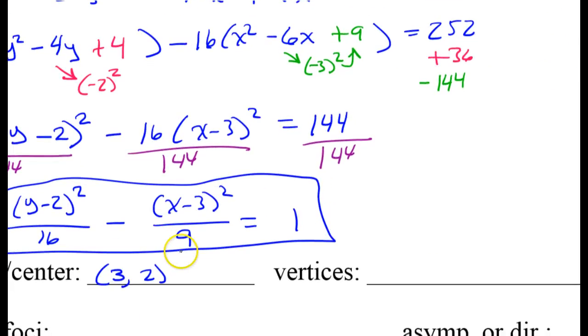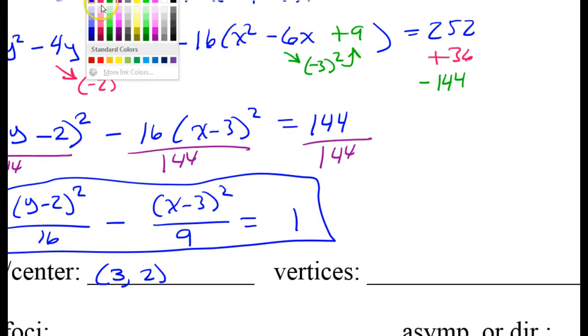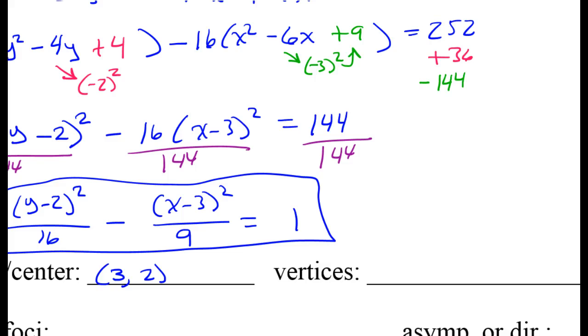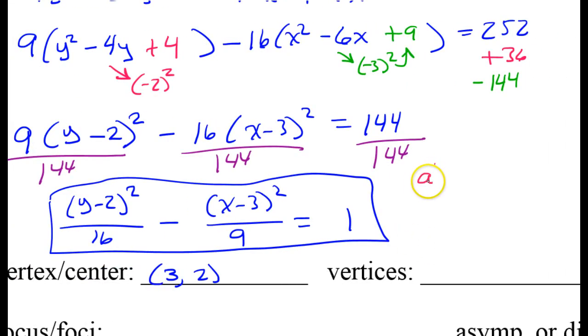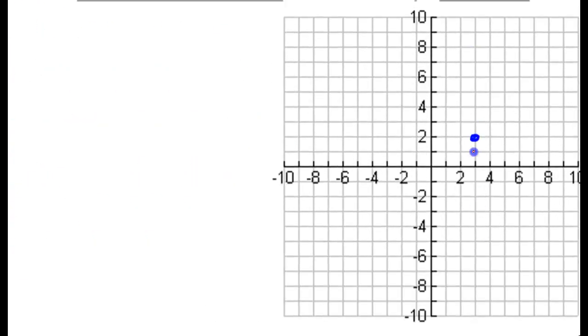All right, to find the vertices, I need the a value. The first denominator, the positive denominator, is always going to be a squared. So I know a squared is 16, which means that a is equal to 4. Because the 16 is with the y term, I'm going to do my plus and minus 4 in the y direction. So starting at the center, I will go up 4 and down 4. These are my vertices. So that's 3, negative 2 and 3, 6.